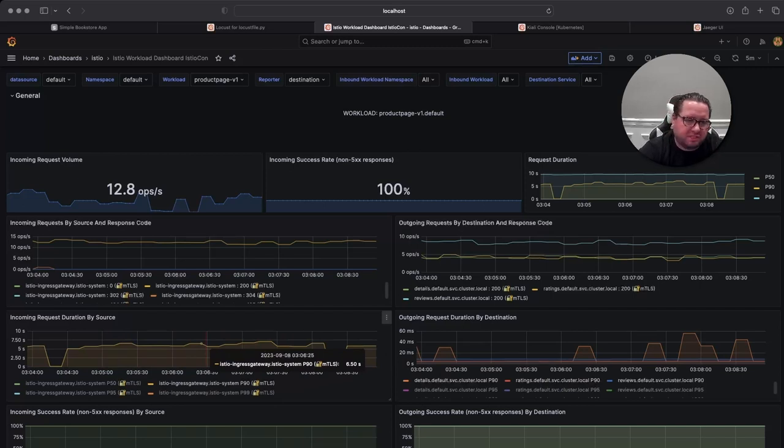So what we'll say here for argument's sake is 99% of requests that are coming in to the product page, content will be served within 6.5 seconds. And that will be an SLO that I will define and track for the product page. That'll be the latency SLO.